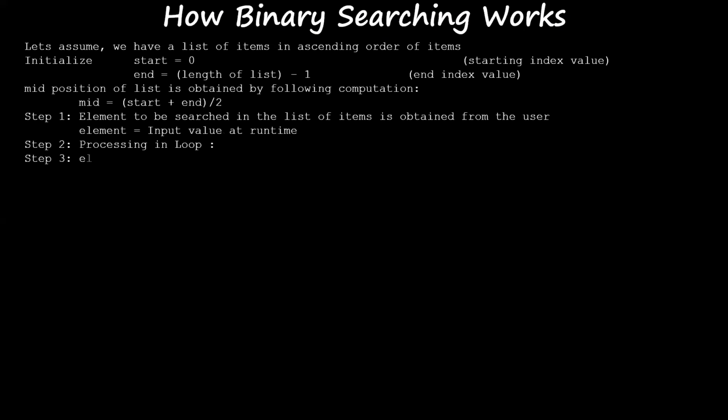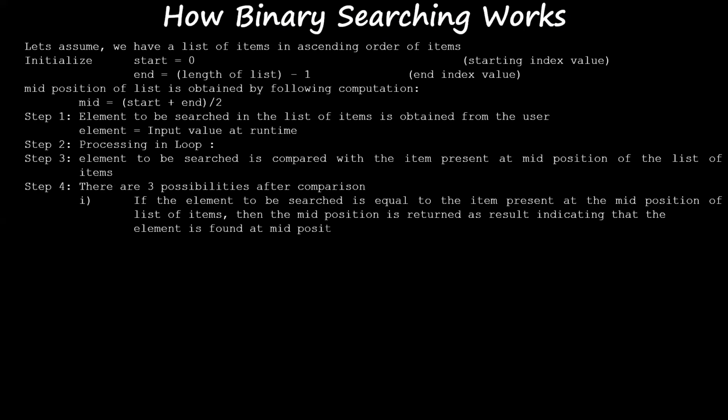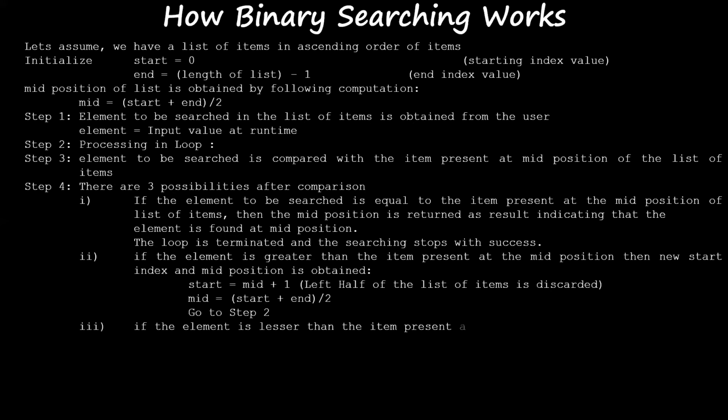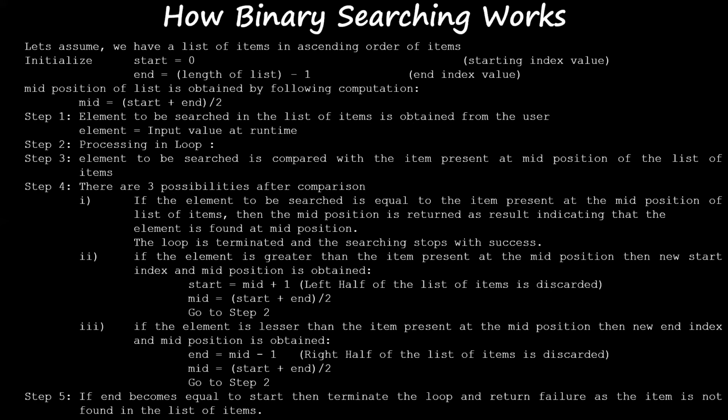Let's assume that we have a list of items in ascending order. First of all, we are going to initialize start at 0, which is the 0th index position of the list of items. End will be initialized at length of list minus 1, which will be the last index position in the list of items. The mid position of the list is obtained by the following computation: mid is equal to (start plus end) divided by 2, and here we are going to obtain the integer value.